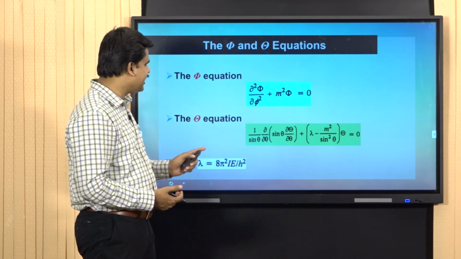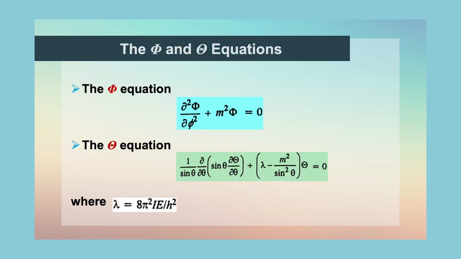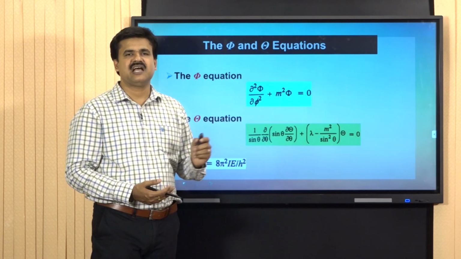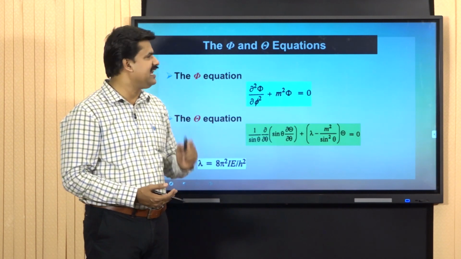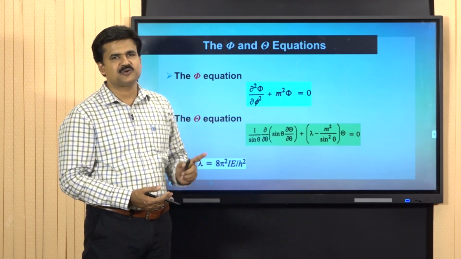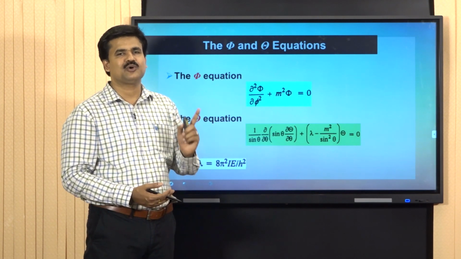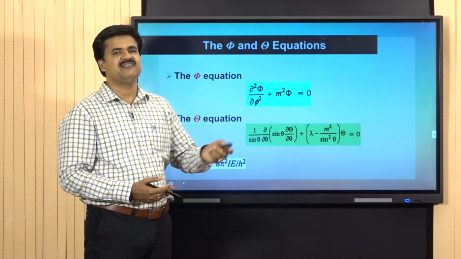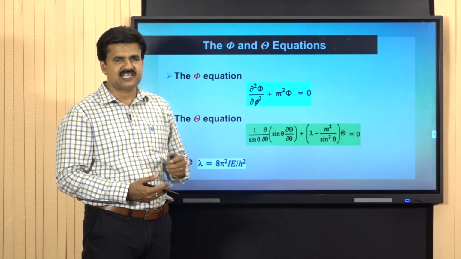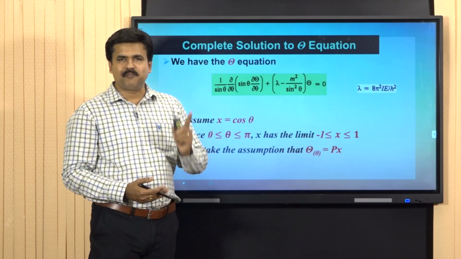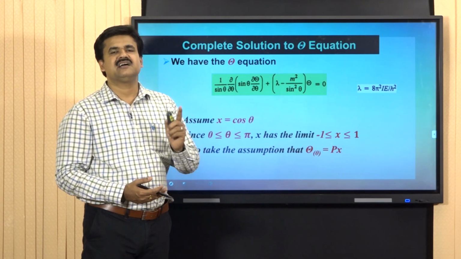Here lambda is a parameter that is equal to 8 pi square IE divided by h square. So these are the theta equation and phi equation. We already learned about the complete solution of the phi equation. It's a normalized solution, that is phi of phi is equal to 1 by root of 2 pi into e raised to i m phi, that we already covered in the first part of the rigid rotator case. Now we are going to discuss the complete solution of the theta equation.